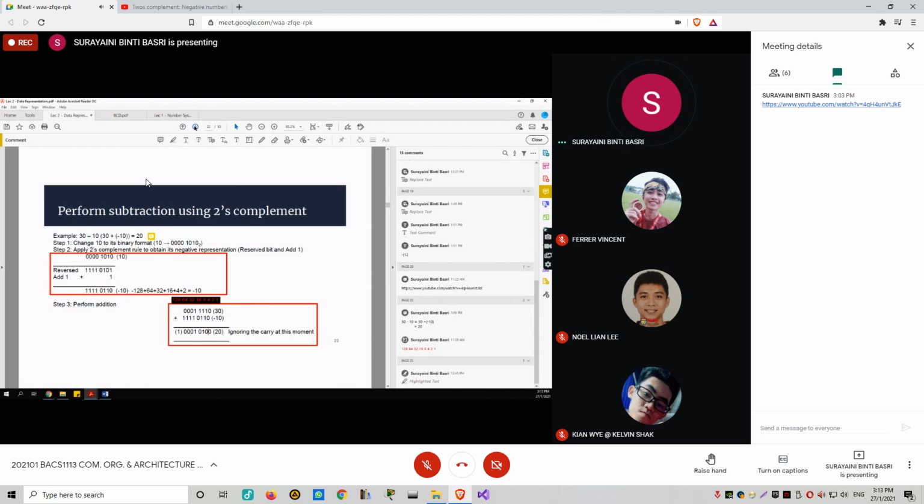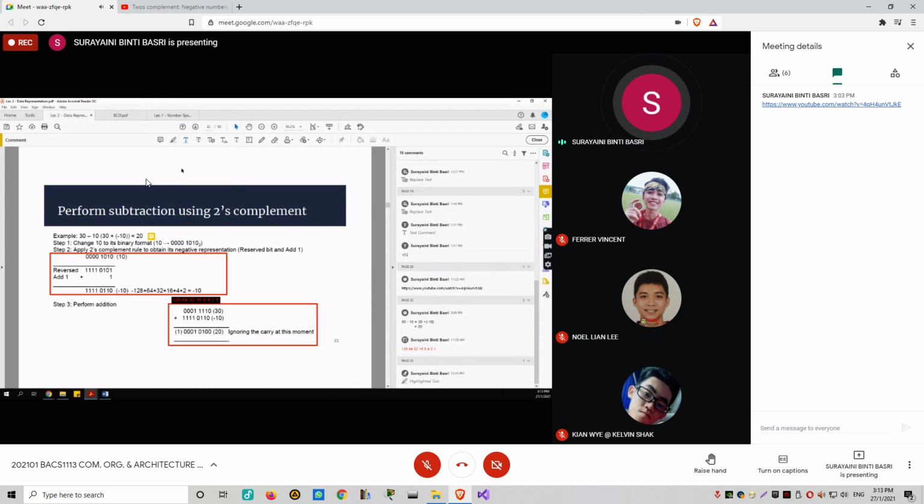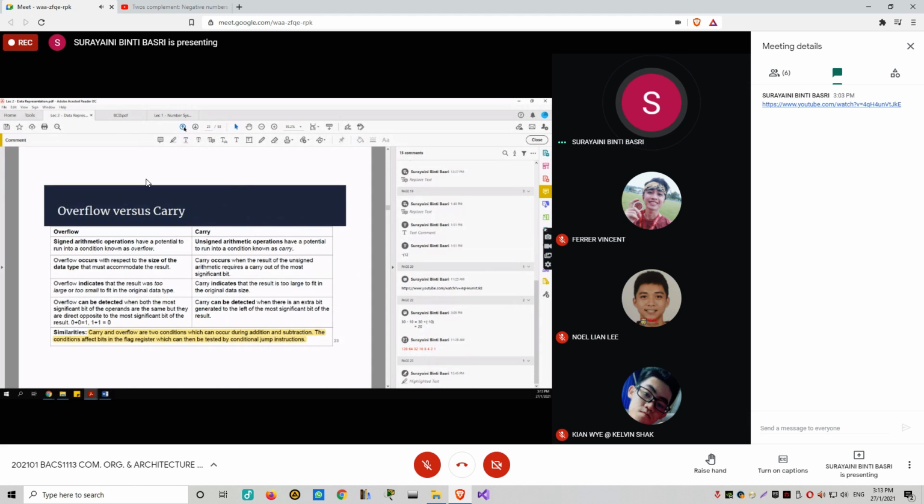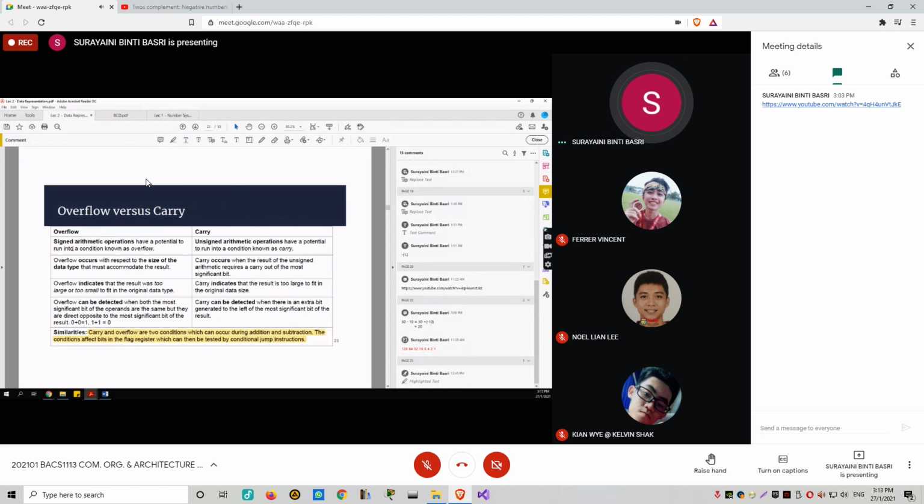So this is the discussion about the overflow and the carry, because in the previous example there was overflow here, right? Okay, so in this method we will ignore the overflow. Okay, so here is the comparison between the overflow and the carry.